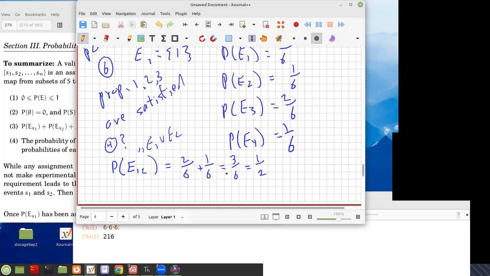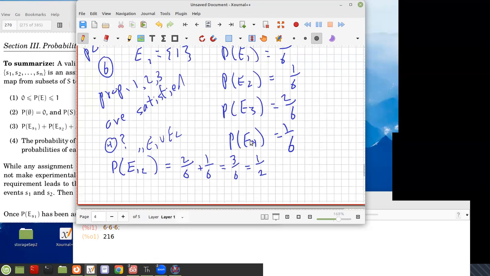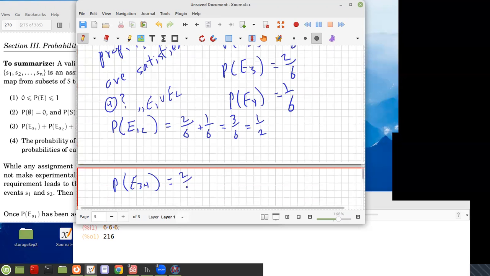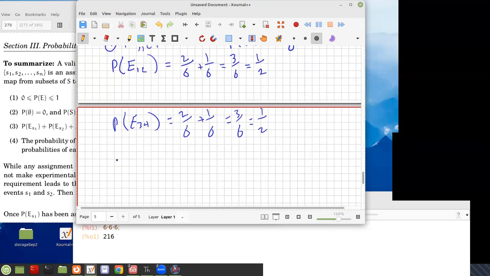Subject to probability, you end up with fractions. Well, that's 1/2. And then how about the probability of E3,4? Well, because the event would be the union of E3 and E4, you're going to end up with the probability of being 2/6 and 1/6. So that's 2/6 plus 1/6 equals 3/6 equals 1/2.